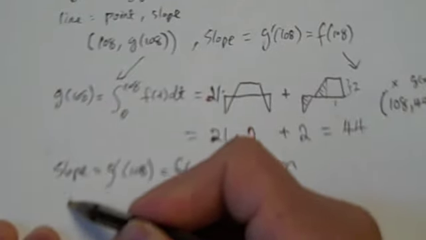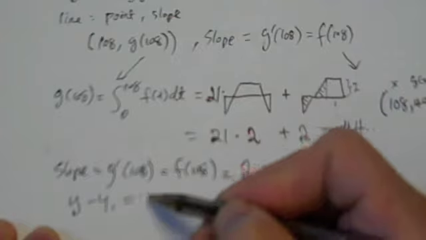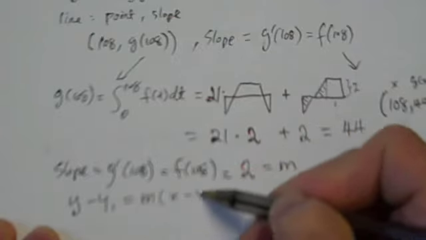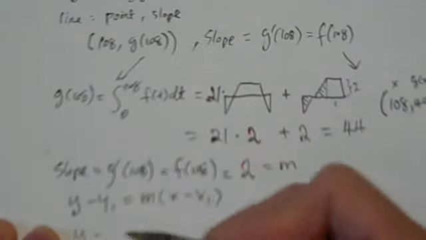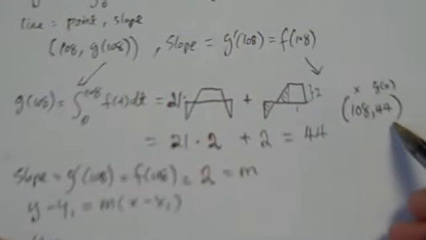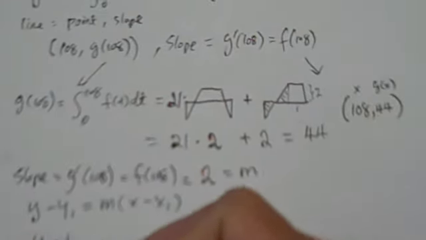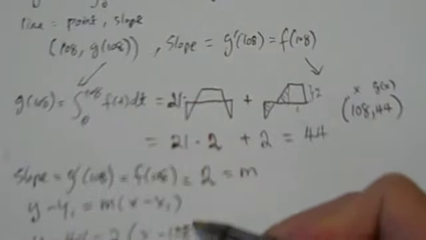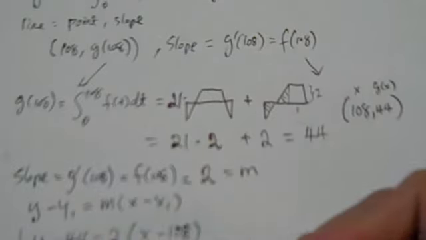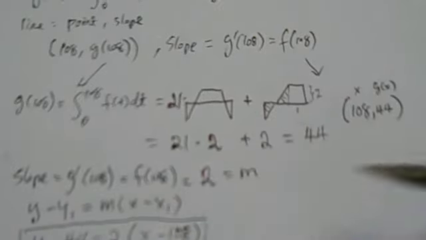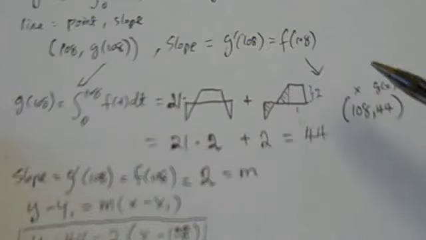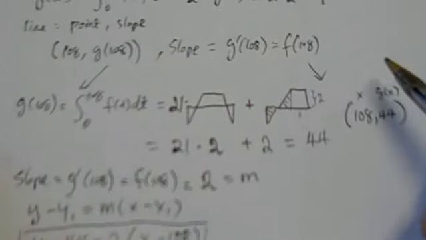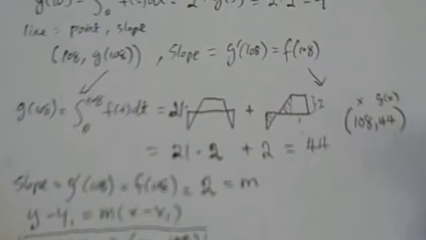Well, remember the point-slope form: y minus y1 equal to m times x minus x1. So y minus 44 is equal to 2 times x minus 108. I will simply just leave this as my answer without simplifying. And that's the equation of the tangent line. And here then concludes our problem solution for 2006, number 3.